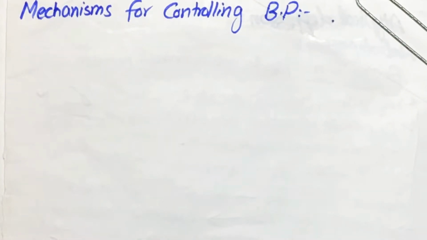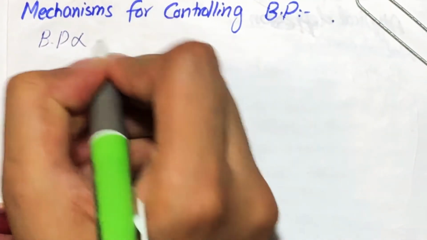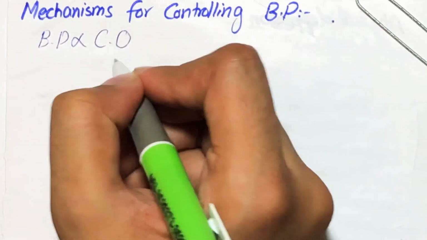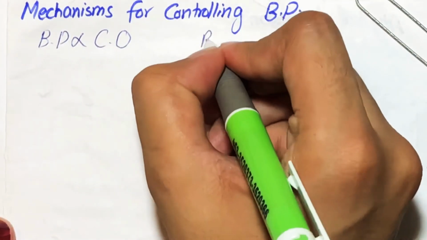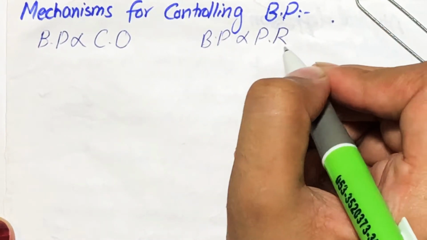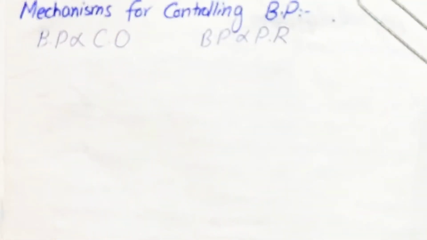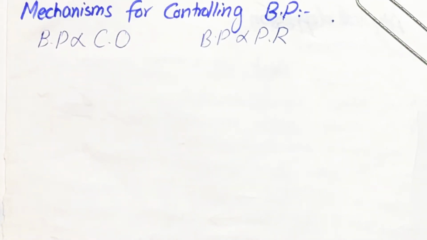So if we talk about arterial blood pressure, it is actually directly proportional to cardiac output. It is also directly proportional to peripheral resistance. Now, what is cardiac output? Cardiac output means how much output is given by your heart, which means how fast your heart is beating, what is the frequency, and what is the force with which the heart is pumping blood to the body.